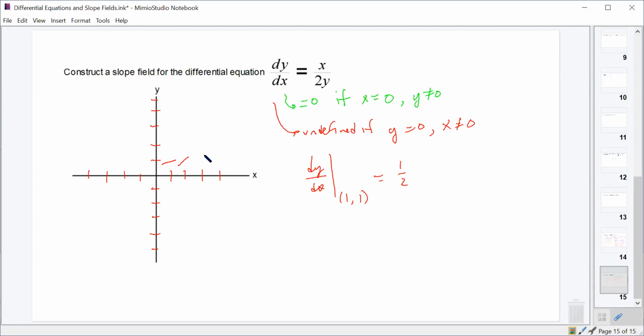That's a little bit too steep there, but let me do something like that. And then out here, it's going to go up to 2. It's going to keep getting steeper, right, as it goes out. What about as it goes to the left? What if I made my x values negative?